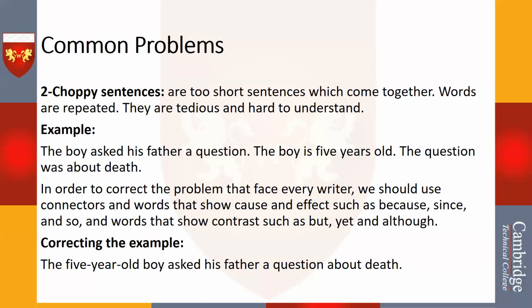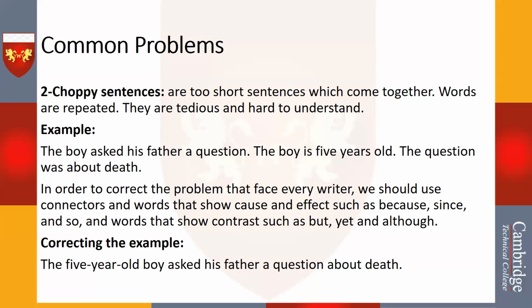For example, the boy asked his father a question. This is the first sentence. The second sentence, the boy is 5 years old. The question was about death. So we have many repeated words, okay? And two short sentences. We have the first sentence, the boy asked his father a question. The second one, the boy is 5 years old.